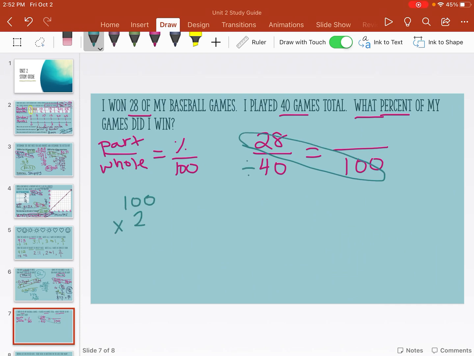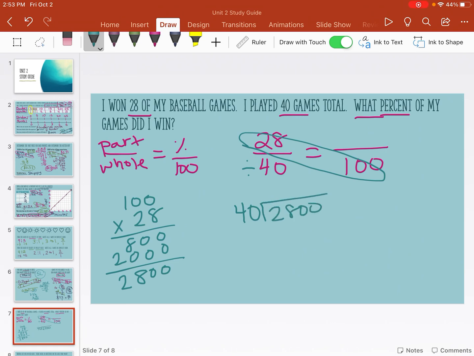So 100 times 28. Just do that multiplication real quick. And I get 2,800 divided by 40. So 40 outside, 2,800 inside. So 40 goes into 2 0 times, 28 0 times. It does go into 280, so let's do some guess and check. 40 times 5 would give me 200. So I'm close. I need to go a little bit higher. I need 80 more. Well, I know that 40 times 2 is 80, so I'm thinking this would be 7. So 40 times 7 will give me 280.